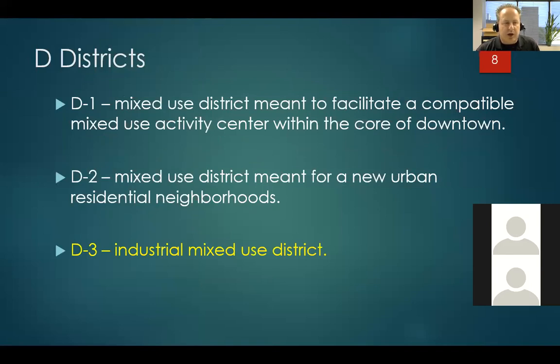So a little primer on the D district. So D1 is a mixed use district meant to facilitate sort of an active mixed use center within the core downtown. So again, this core area around Kansas Avenue where that dense development is today. D2 is a mixed use district meant for new urban residential neighborhoods. So kind of recapturing some of the neighborhoods that used to be downtown, where now we have essentially parking lots and vacant lots. And then D3 is the industrial mixed use district. So it's what we're talking about today.